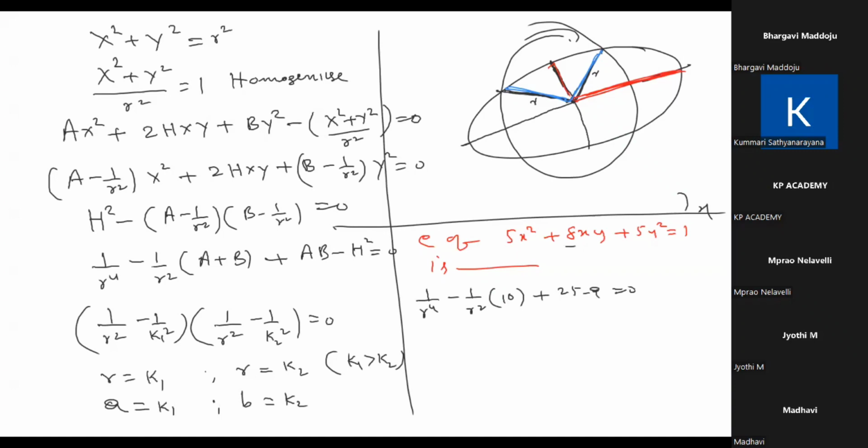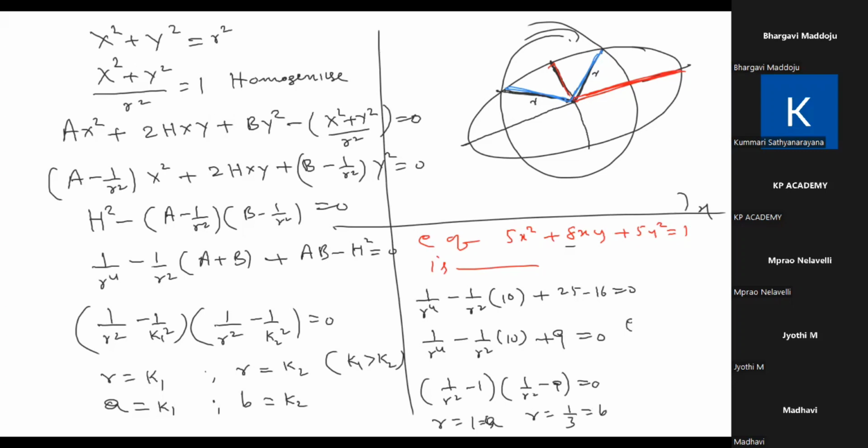So what is this? 1 by r power 4 minus 1 by r square into 10, plus 16, sorry, h square is 16, so 25 minus 16 is 9. So what are the factors? 9 and 1. So 1 by r square minus 1, and 1 by r square minus 9. So r is equal to 1 and r is equal to 1 by 3. So this is A and this is B. Therefore, eccentricity you can find, that is root of A square minus B square, by A, which is 2 root 2 by 3. This way we can find it.